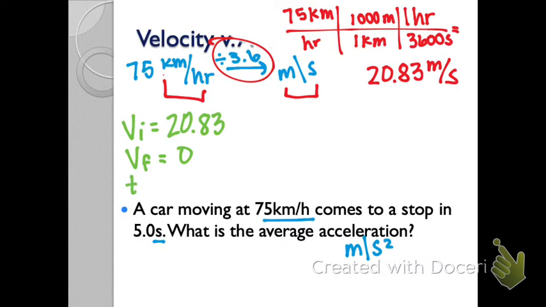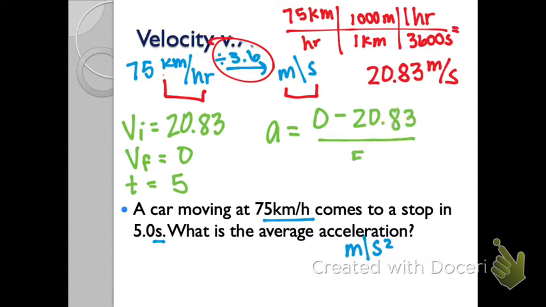It says our time is 5 seconds. So now I'm going to set up my acceleration problem. Acceleration equals, am I going to do 20.83 minus 0? No, my final velocity is 0. Minus 20.83 over time.